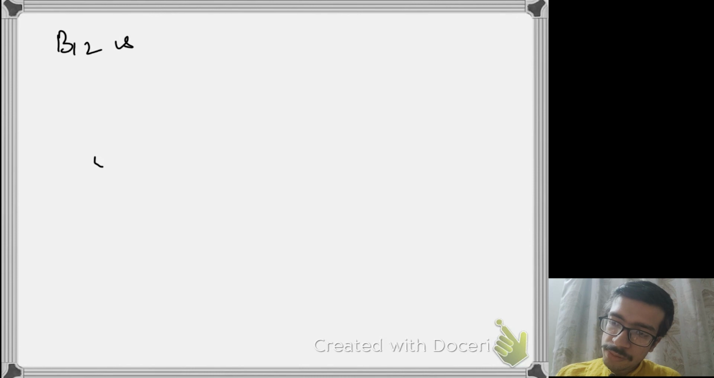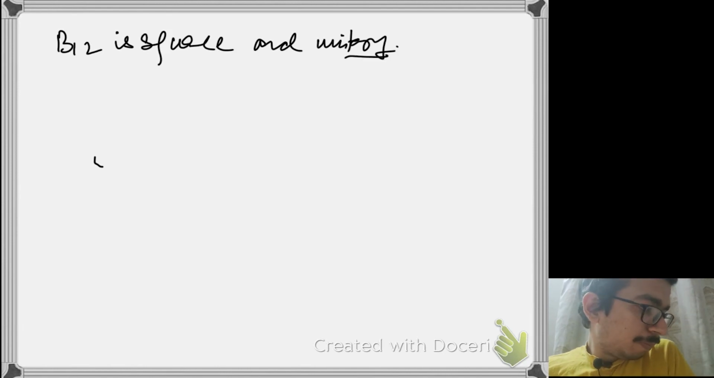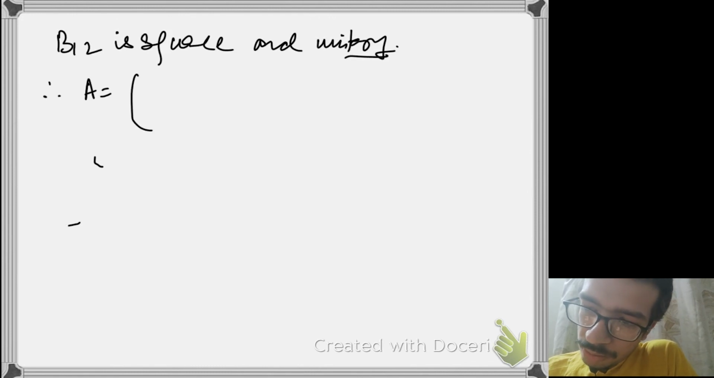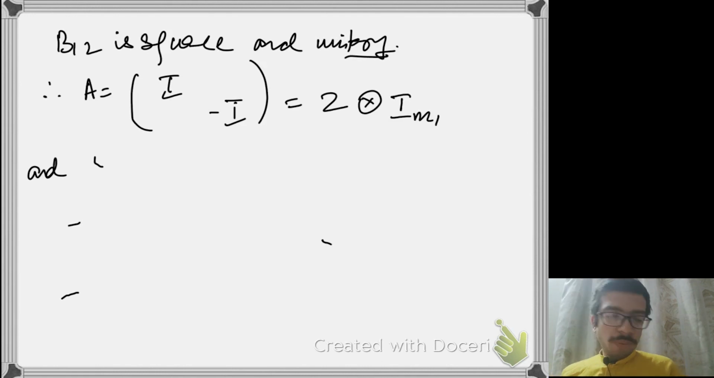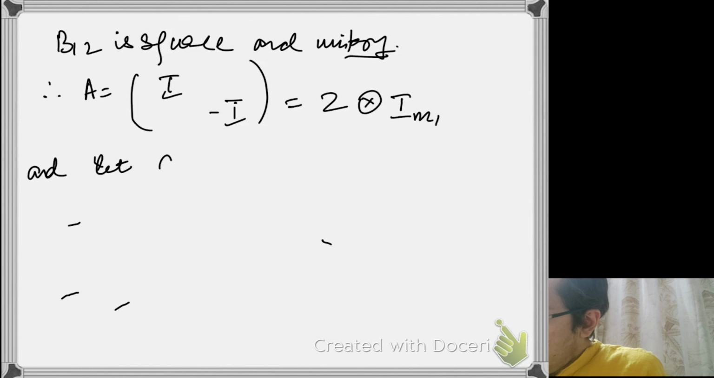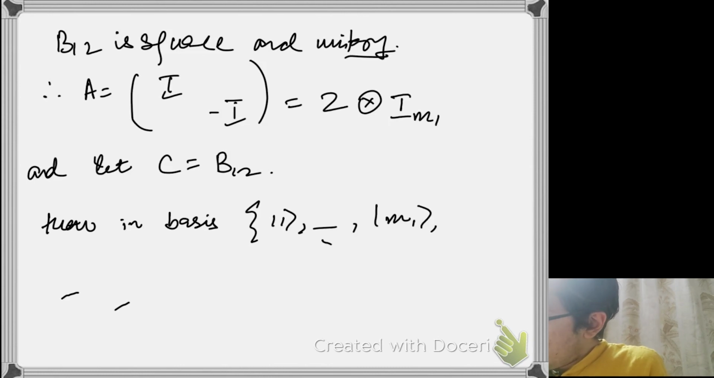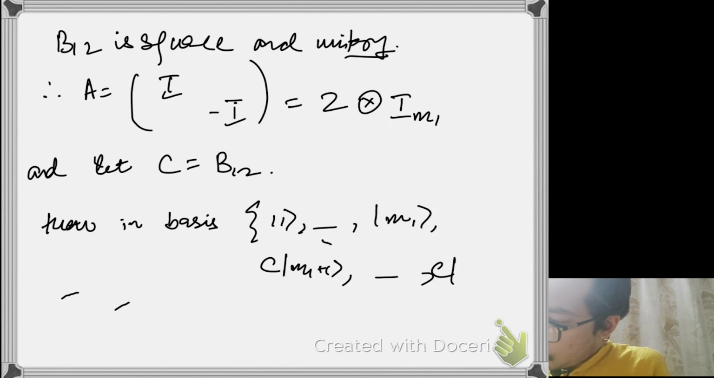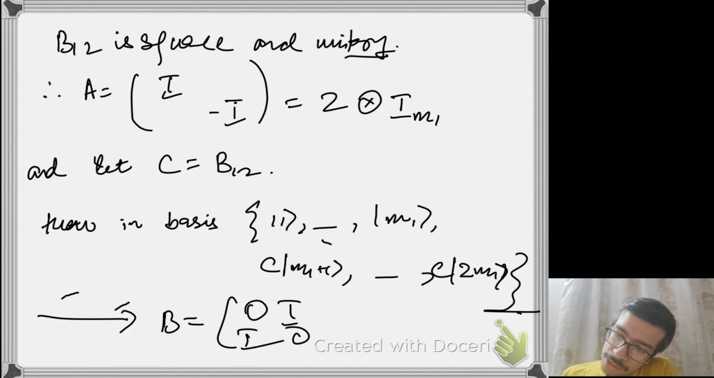Firstly we have seen that, and we have seen that B12 is square and unitary. So this A matrix is now I and -I, which I can write as Z tensor identity on M1. M1 and M2 are now equal. What I can do is let C equal B12, then in the basis 1 up to M1 and C M1 plus 1 up to C twice M1. Under this basis, what we are going to see is that B will turn out to be equal to 0, I, I, 0, which equals X tensor I.